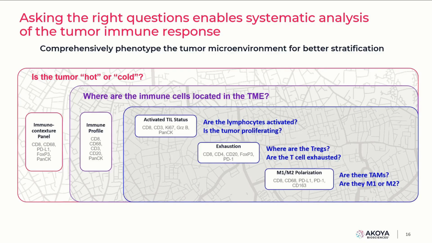The immunocontexture panel to study if the tumor is hot or cold by studying the signs of inflammation with T cell infiltration. The immune profile panel to study where the immune cells are in the tumor microenvironment. The activated TIL panel to study if the tumor infiltrating lymphocytes are activated and if the tumor cells are proliferating. The T cell exhaustion panel to study the presence of T regulatory cells that can contribute to an immunosuppressive TME. And the M1M2 polarization panel to study the polarization of the tumor-associated macrophages.